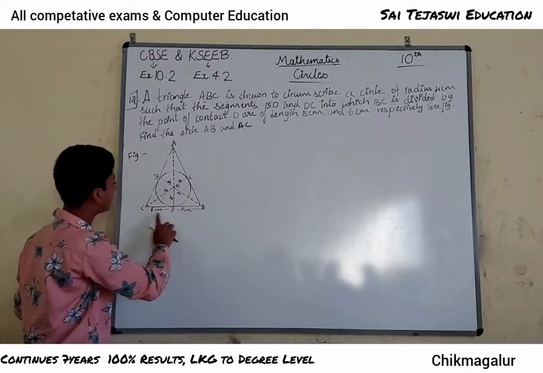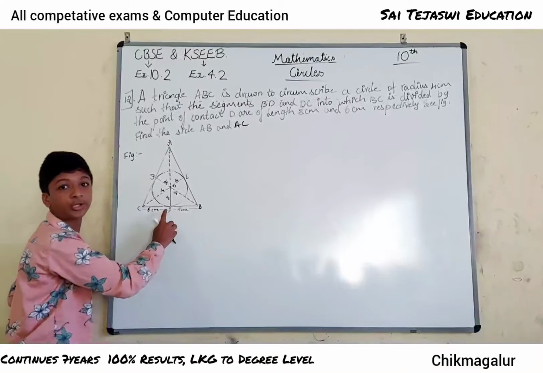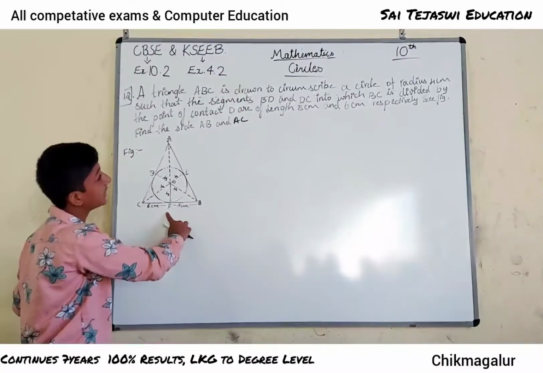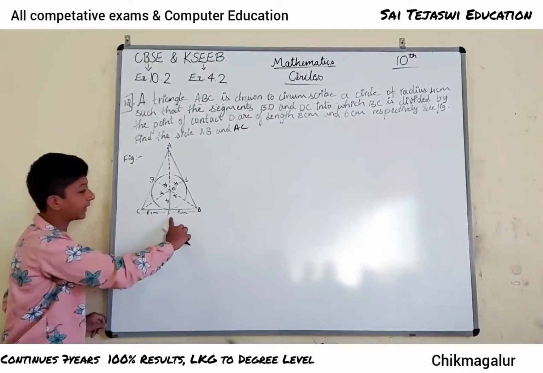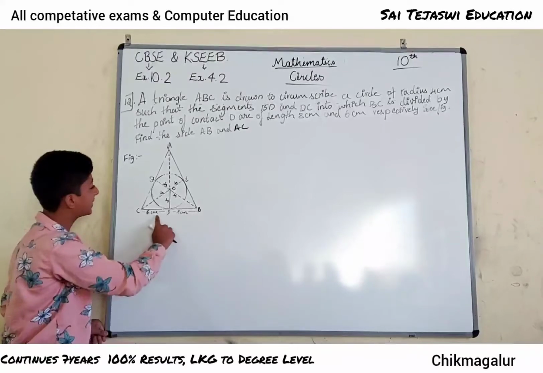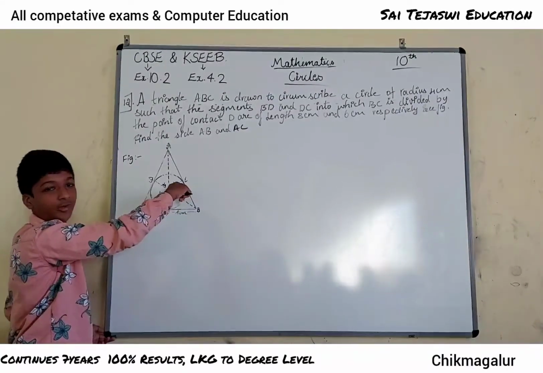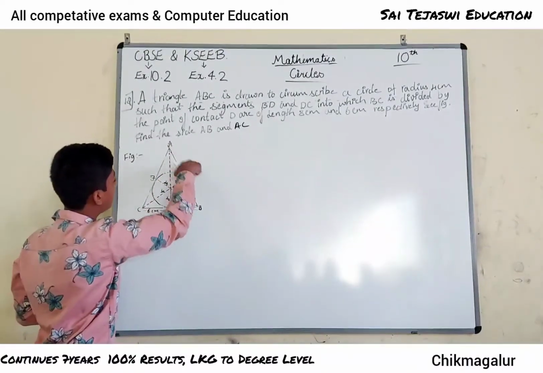It is the point of contact because it's a tangent, which touches the circle at one point; that is known as the point of contact. They have given it as D. The lengths are 8 centimeter and 6 centimeter, as given in the diagram. If the circle is there, then the center will be present, so we have taken the point O. And we should find the sides AB and AC.